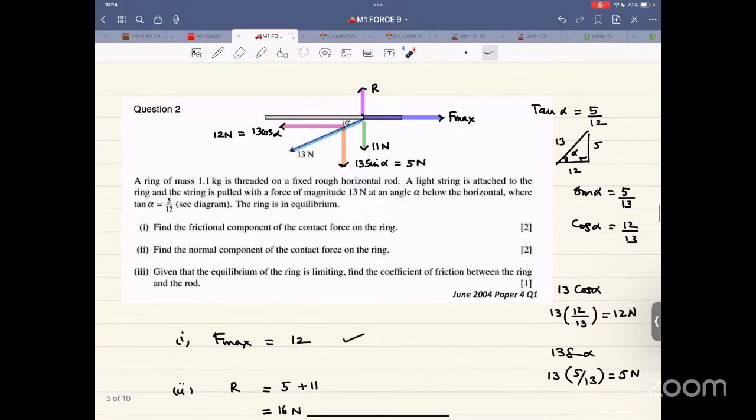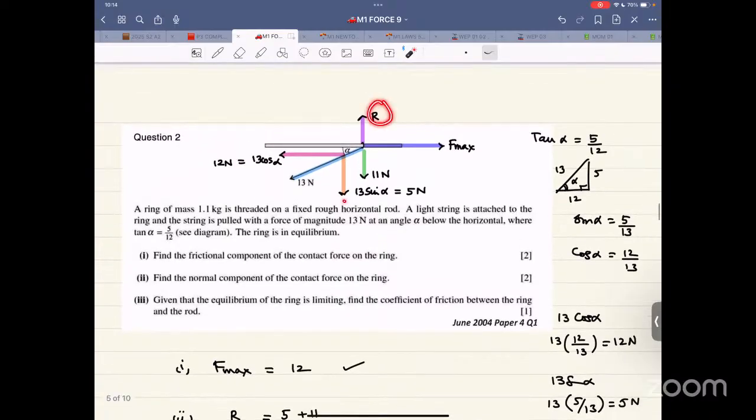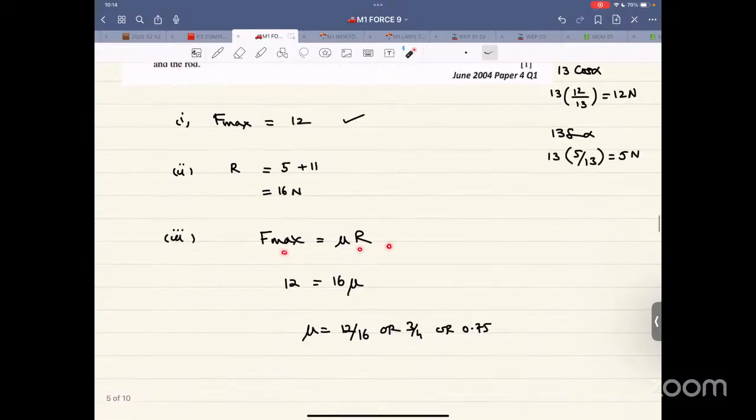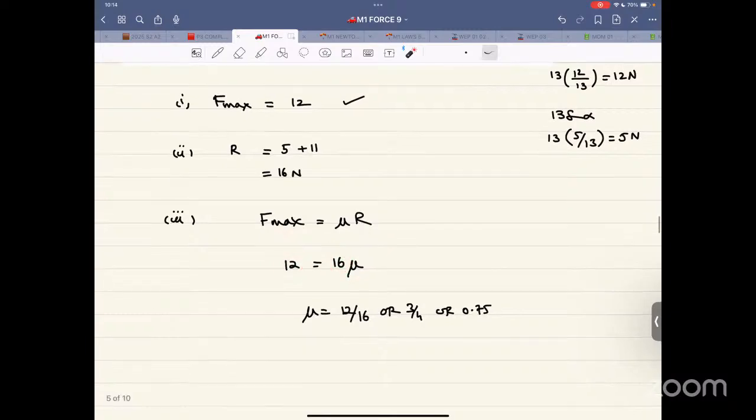Now, F max is 12. That's the frictional component. R is this thing, 13 sine alpha, which is 5, plus 11. That comes out to be 16. F max is mu R. This is F max. This is R. You get mu from here.